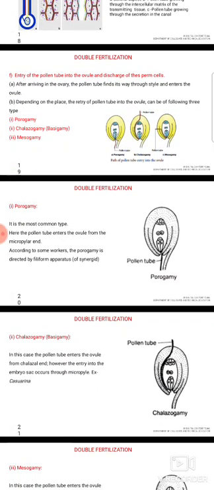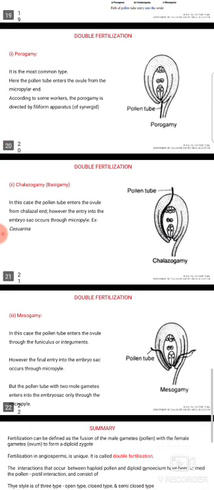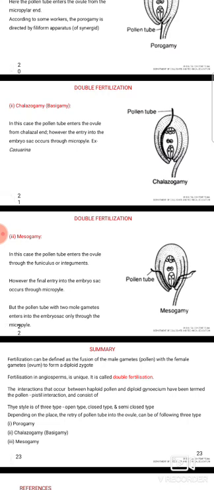Chalazogamy. In this case, the pollen tube enters the ovule from the chalazal end. However, the entry into the embryo sac occurs through the micropyle. Example, Casuarina. Mesogamy. In this, the pollen tube enters the ovule through the funicle or integuments. However, the final entry into the embryo sac occurs through the micropyle. The pollen tube with two male gametes enters the embryo sac only through the micropyle.